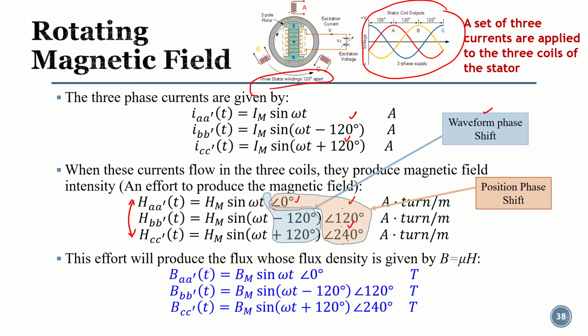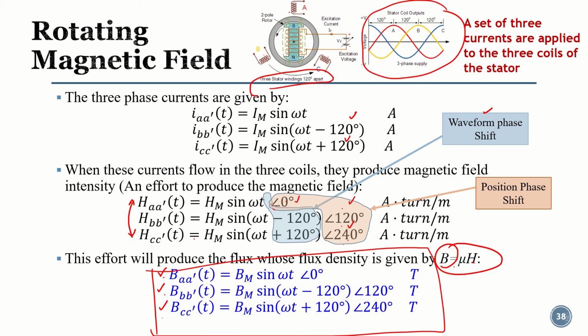From this magnetic field, if we produce the magnetic flux density, B, it is just mu times H. So we will get the magnetic flux density because of pole A, pole B and pole C, or coil A, coil B and coil C of the stator. So this will be the magnetic field which is being generated inside the stator. Now let's see how these magnetic fields will be interacting.